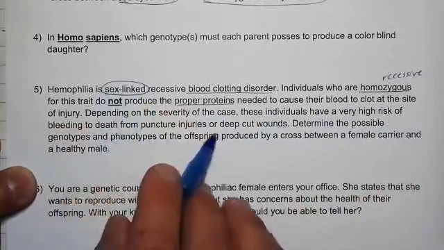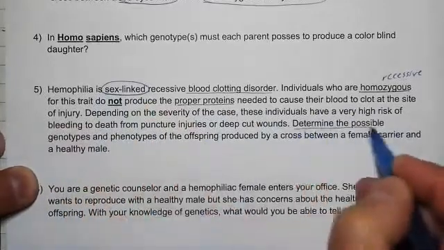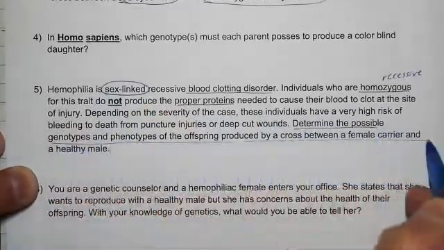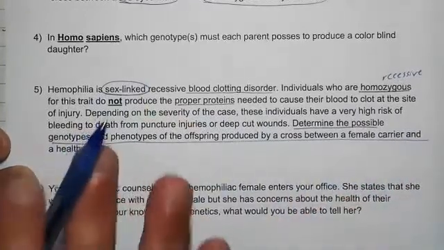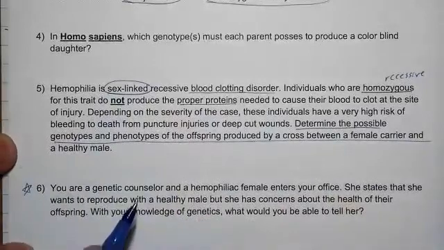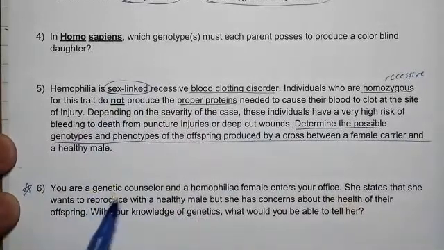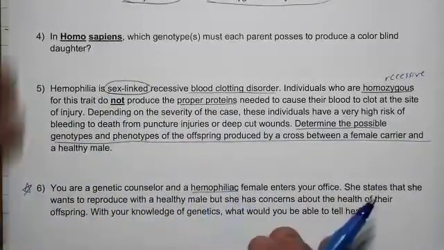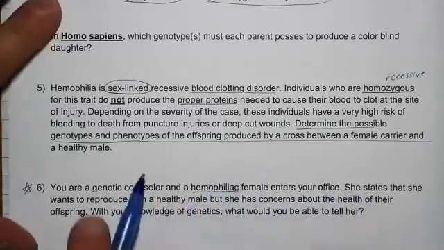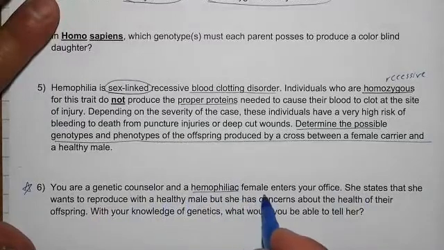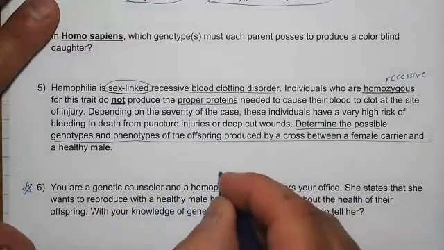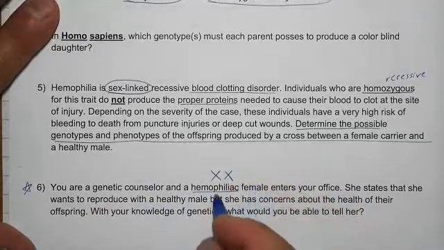So I'm not going to do number 5. It says determine the possible genotypes and phenotypes of a cross between a female carrier and a healthy male. I feel like you can do that one. That one's not too tricky. Let's jump to number 6 though. Number 6 talks about hemophiliacs. Okay. I'm a genetic counselor. Sweet. And a hemophiliac female enters your office. Okay, so I'm already thinking she's female and she's got this recessive.